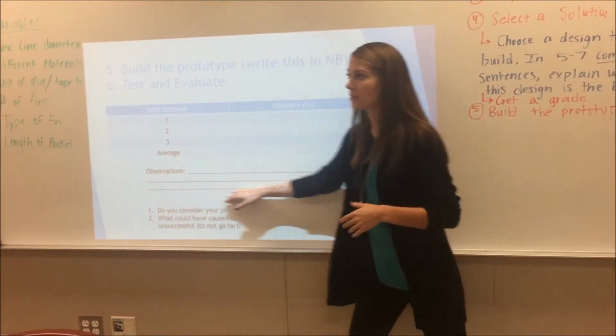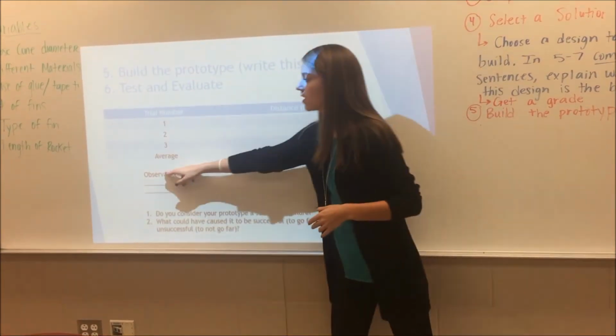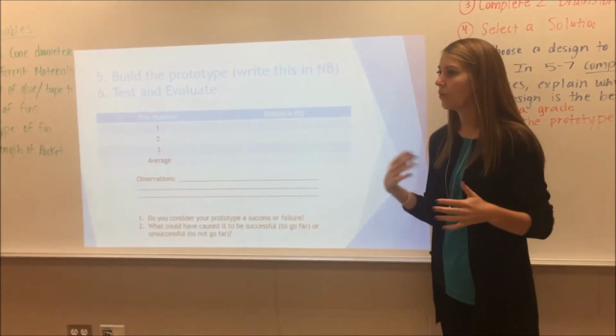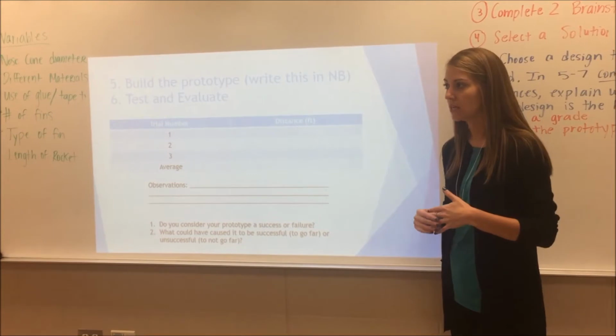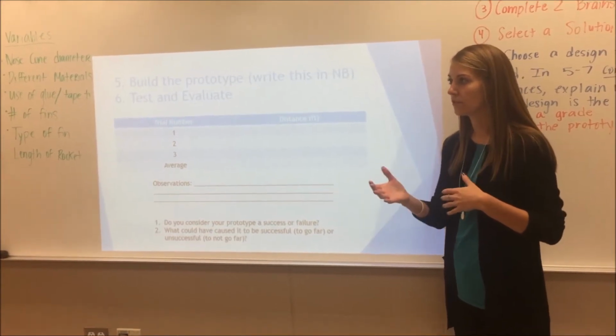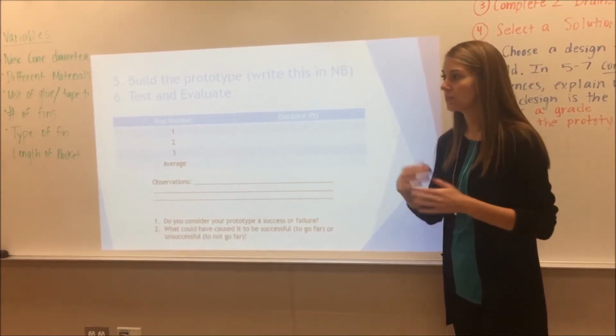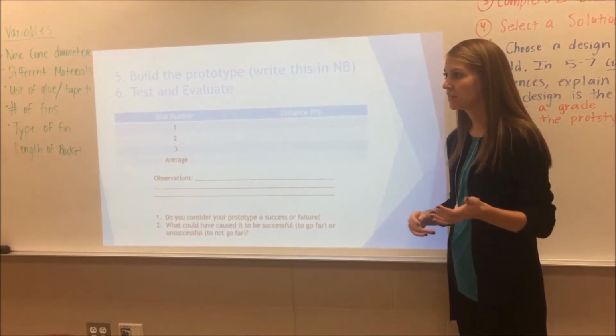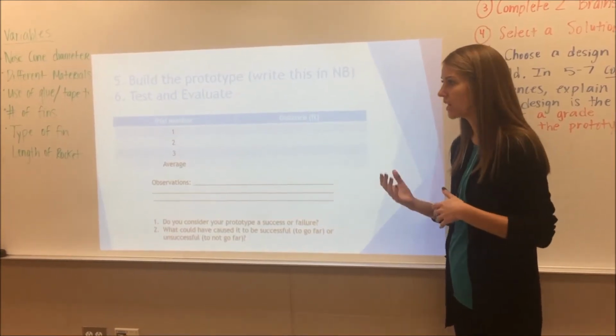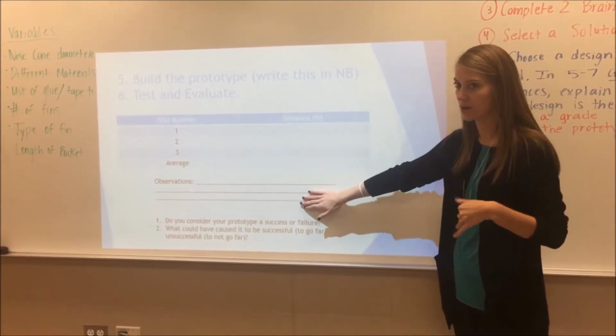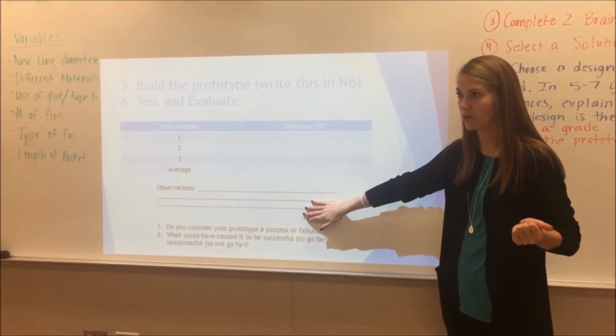Then you're going to list out some observations in your notebook. You can just write the word observations and then answer here. What things did you notice? What did you see? Did it barely launch off the air system and just fall on the ground? Maybe it turned to the right, maybe it turned to the left. Whatever you see, that's what you're writing in your observations. Is everyone with me so far?